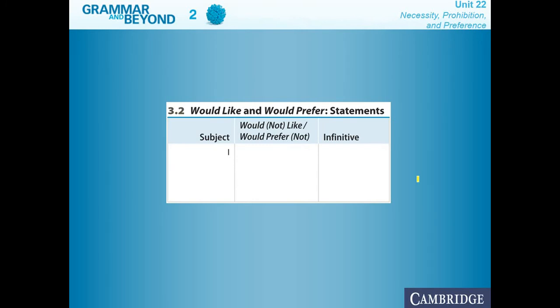Then when we are using would like and would prefer to make statements, we're going to have the subject, we're going to have would like, and the infinitive. This is the difference between would like, would prefer, and would rather. With would like and would prefer, you're going to use an infinitive after the modal verb. With would rather, you're going to just use the base form.